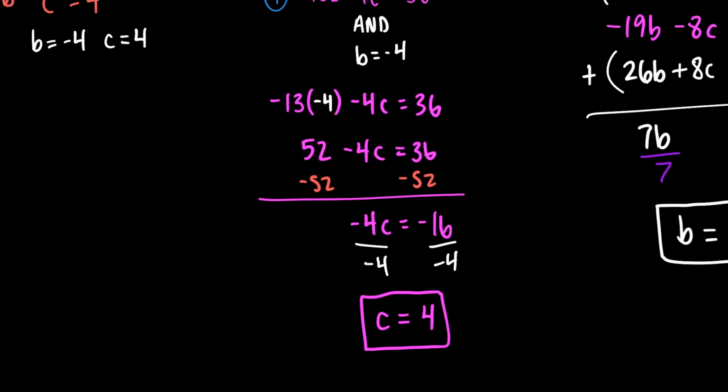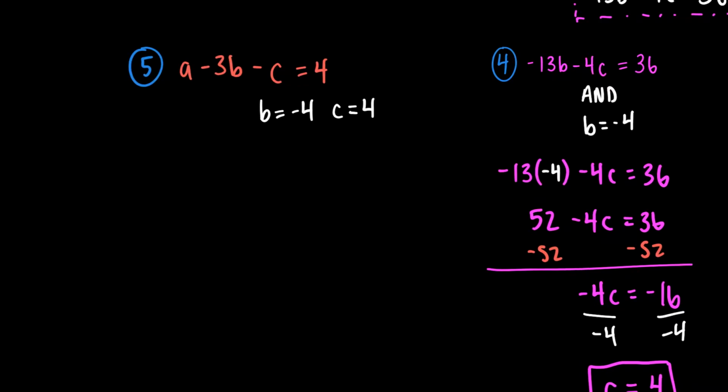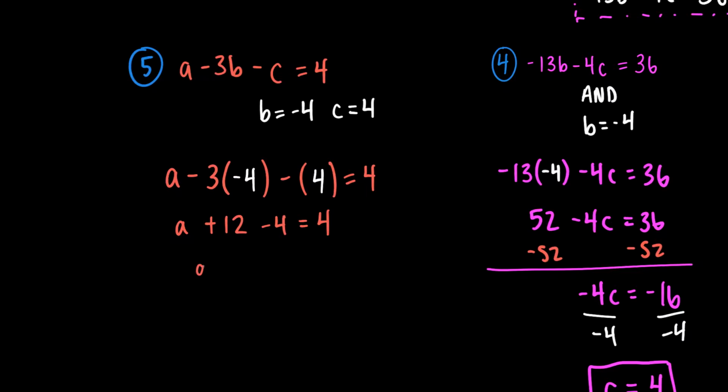Yeah, b is negative 4, c is 4. All right, cool. So we'll just write this in, and we'll figure it out. So a minus 3b, which is negative 4, minus c, which is positive 4, is apparently equal to 4. So a plus 12 minus 4 is equal to 4. Plus 12 minus 4 is 8, is equal to 4. Okay, cool.